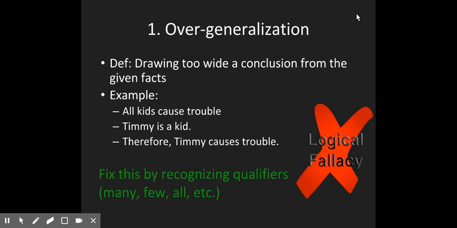So to fix this, you would try and use these qualifying words that make not such a big conclusion. So some kids cause trouble, and so Timmy might cause trouble also. Or a few kids sometimes cause trouble, but Timmy doesn't, right? So by adding those qualifiers on, you don't make such a big conclusion and you don't sound quite as crazy.